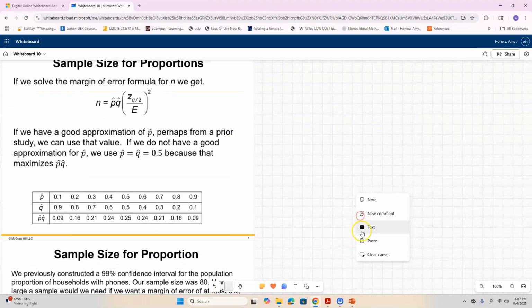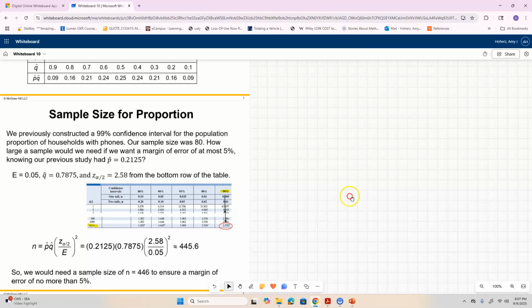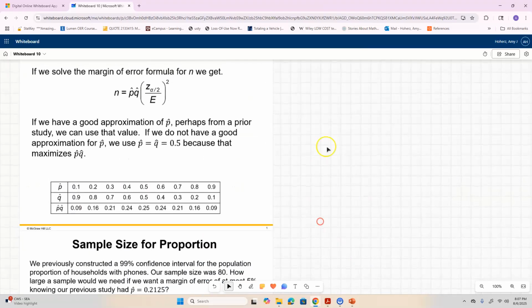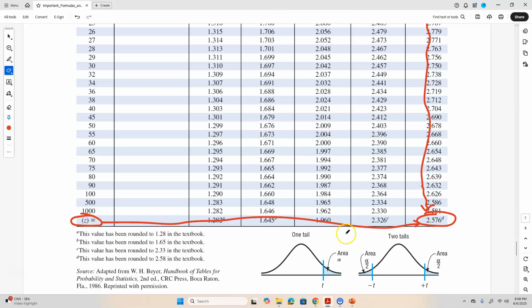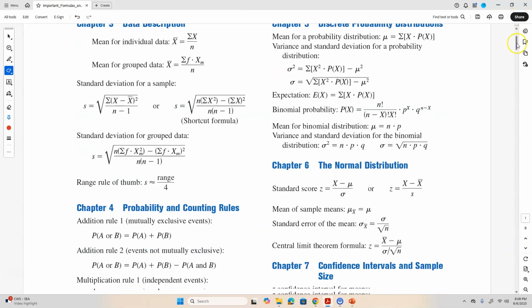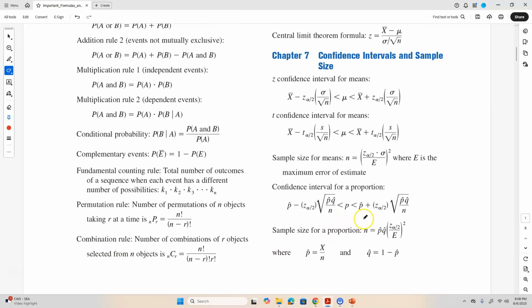Okay, so the last thing that we have to do in section 7.4 is to work with, what do we do if we have a researcher and before they start their research, they know that they want to stay within a certain margin of error. So if we take that formula that we had for margin of error and we solve it, we get this formula. This formula is on your sheet. You don't have to memorize it. On your sheet, it'll be on the first page. And it is right here.